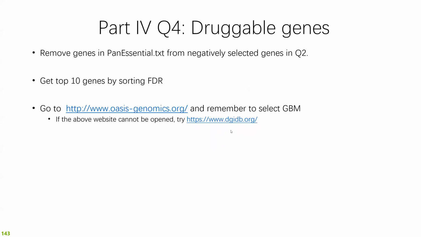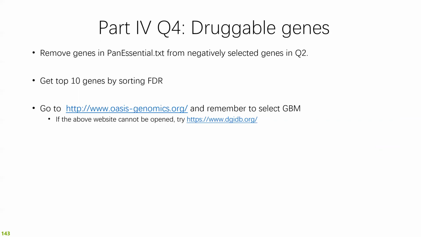And question 4 is very easy. We want you to identify druggable genes based on a public data set. First, we give you a pan_essential.txt file that contains genes that are essential for all cells. You want to remove those genes from the negatively selected genes you got in question 2, and then get the top genes by sorting FDR. Then you should go to this Oasis genomics.org, select glioblastoma and input the top 10 genes. It will tell you which gene is druggable.